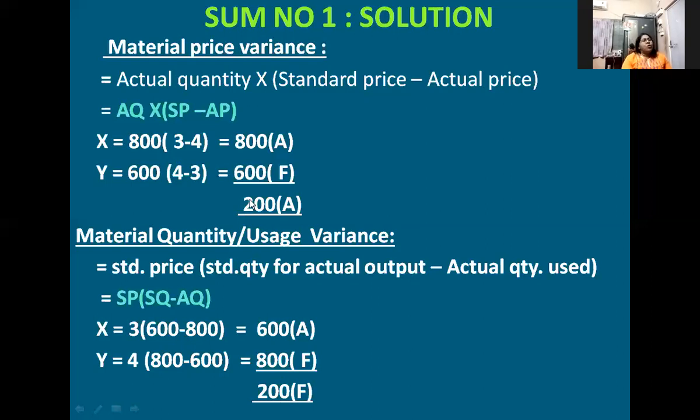So by making use of both these answers, I mean the price variance as well as the usage variance, we come to know the cost variance. How to calculate the cost variance: the price variance is 200 adverse and the usage variance is 200 favorable. So they get cancelled. 200 adverse and 200 favorable means what is the material cost variance? It's 0. So we will check whether our answer is correct or wrong.